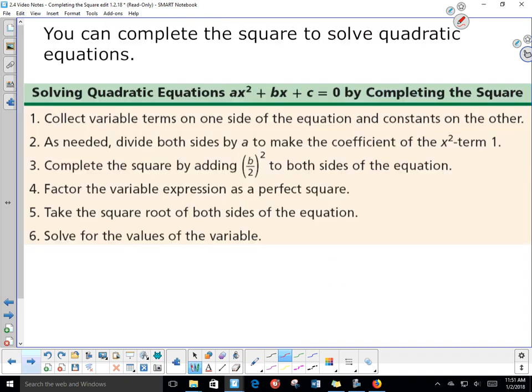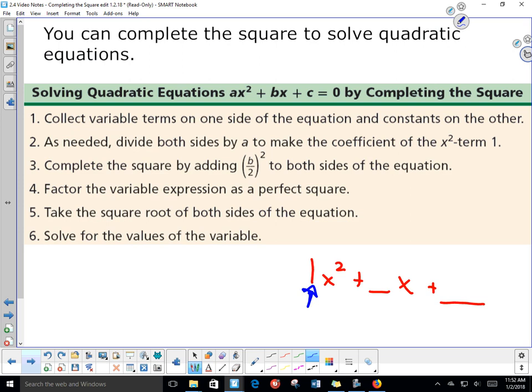All right, let's take a look at these steps for solving a quadratic equation by completing the square. First step is to collect variable terms on one side of the equation and constants on the other. As needed, divide both sides by a to make the coefficient of the x squared term equal to 1, because you cannot complete the square unless it's a 1x squared plus something x, and then you would add something. But this has got to be a leading coefficient of 1 here. Then you're going to complete the square by adding b over 2 quantity squared to both sides of the equation. We talked about that.